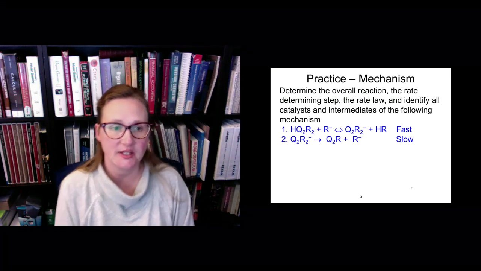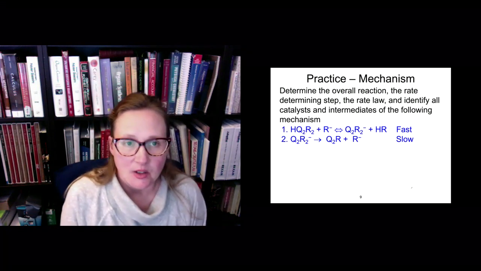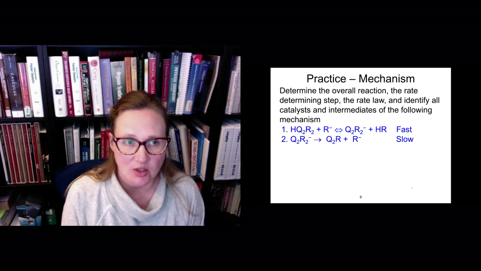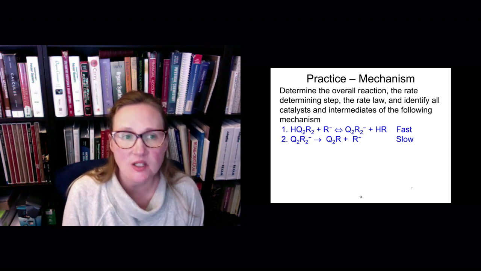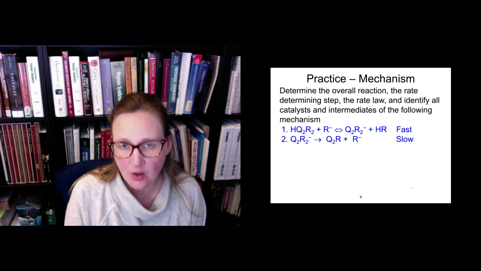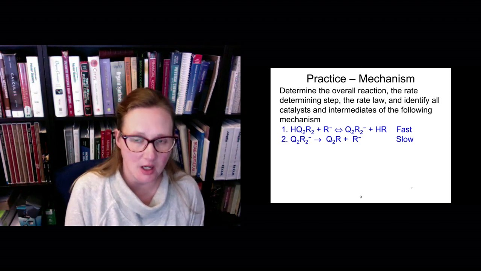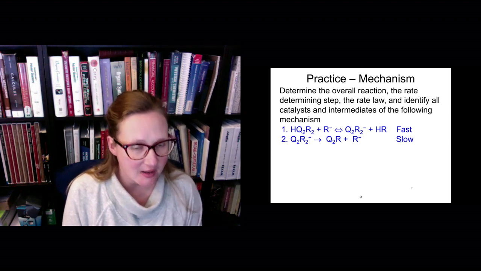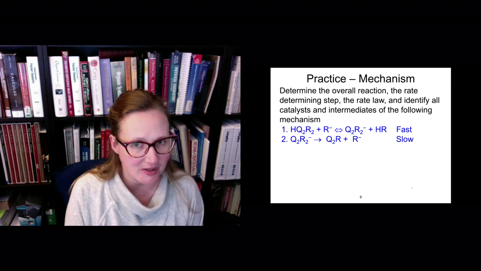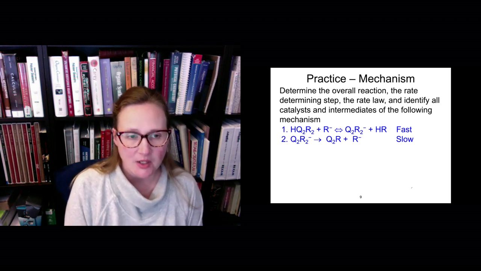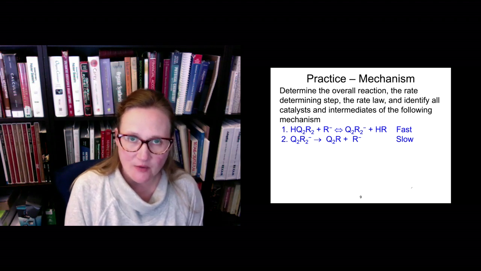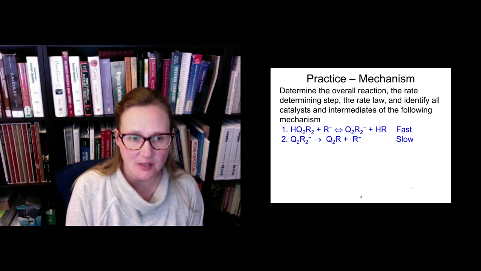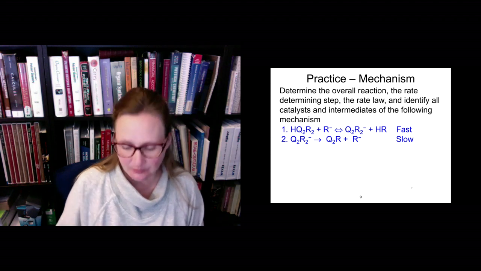Okay, so let's look at this mechanism. We're going to determine the overall reaction, determine the rate determining step and the rate law, and identify the catalyst and intermediates of this following reaction. So we've got a lot to do here. The first step is fast, the second step is slow. Remember, if there's a fast initial step, that means that we have an intermediate to consider.